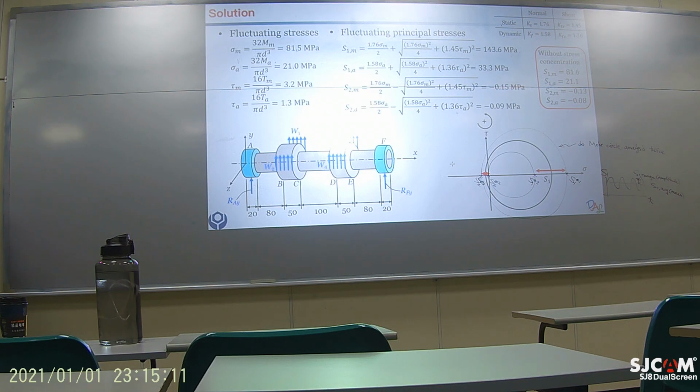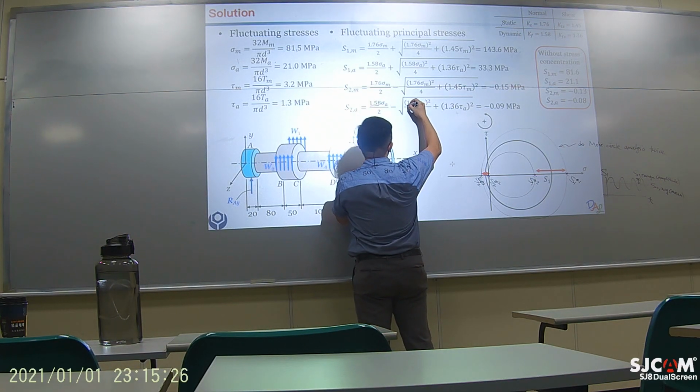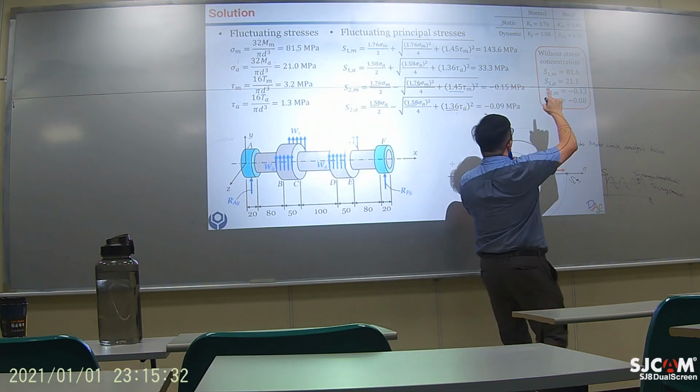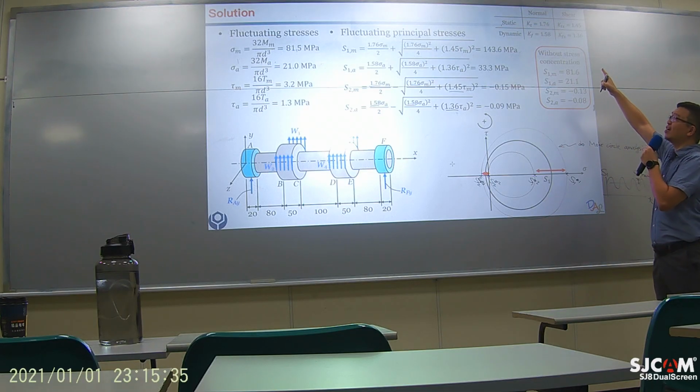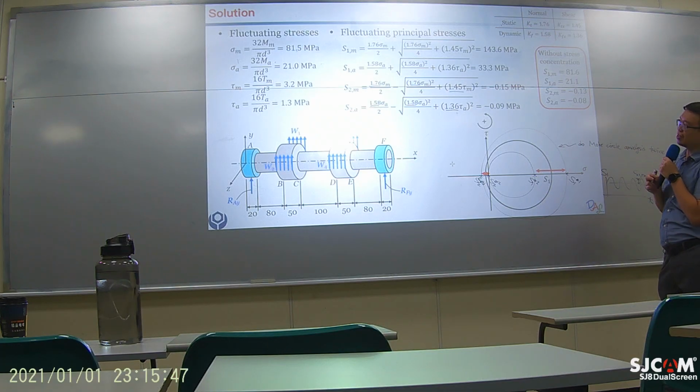Now, this is with stress concentration already. Where are the stress concentration factors? These pre-multipliers. So that's why I like to have a table of that one next to my solution sheet, so I know which one to plug in. There are 4 different values, and you need to plug in at the right position.